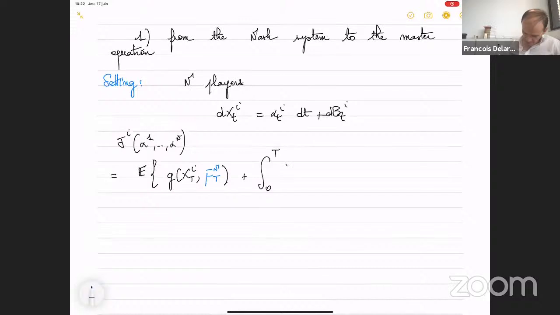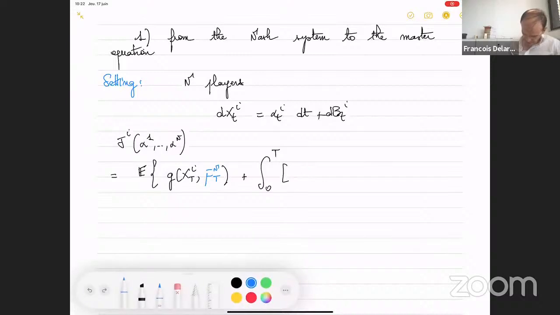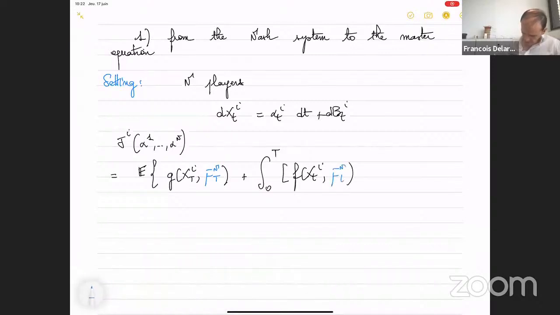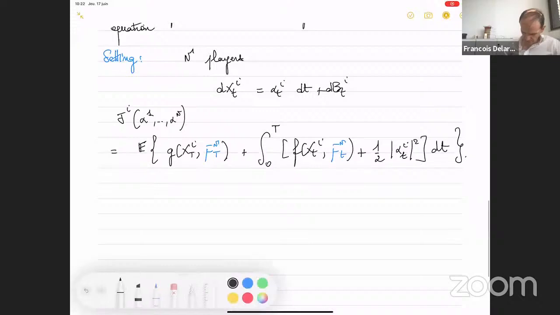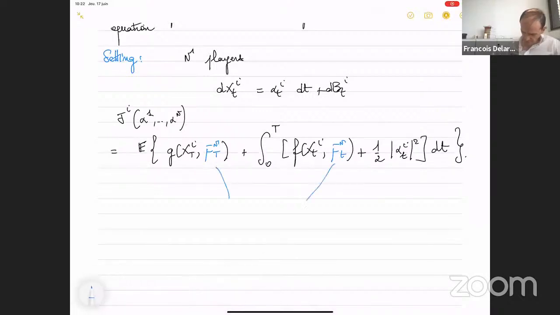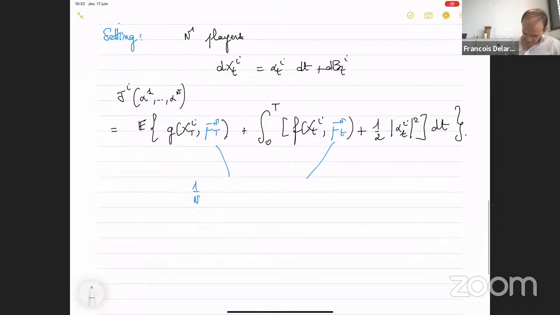And then I have the running cost. I'm sorry. And this is F of X_t^i and then I have mu bar^N_t here plus 1/2 alpha_t^i squared, the kinetic energy. Well, really, you have to remember that this was the empirical measure. If you don't remember this, there is no chance for you to understand what we are going to do.